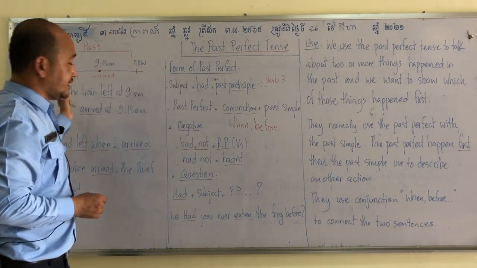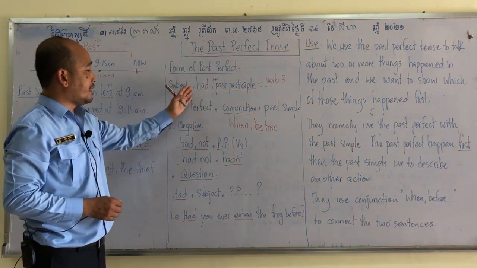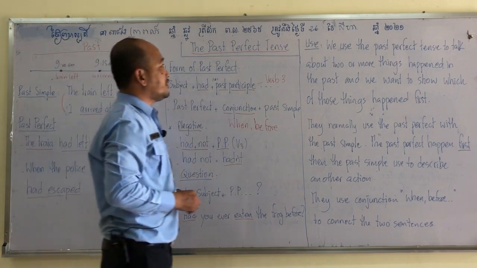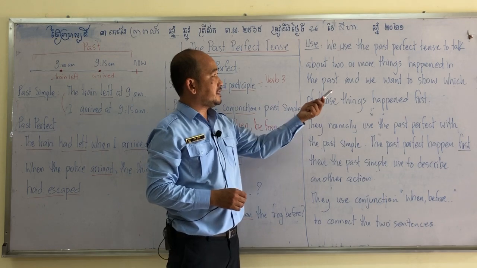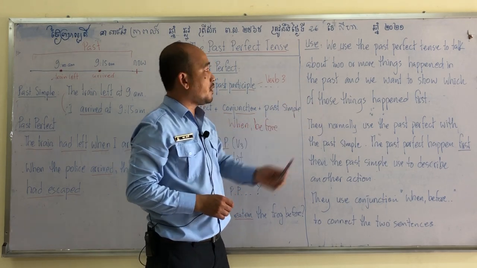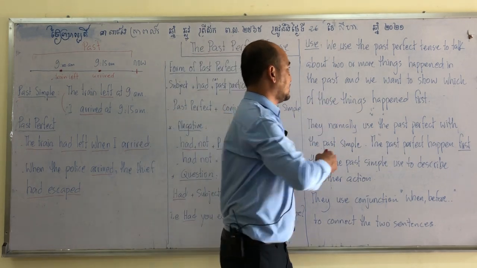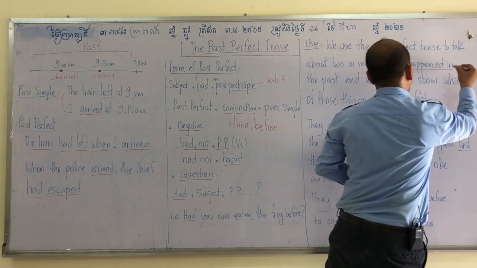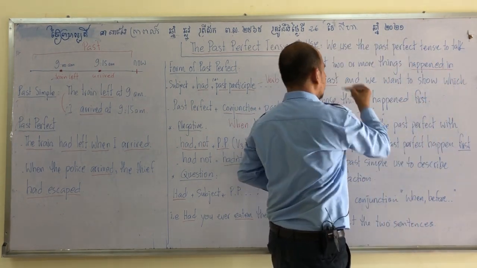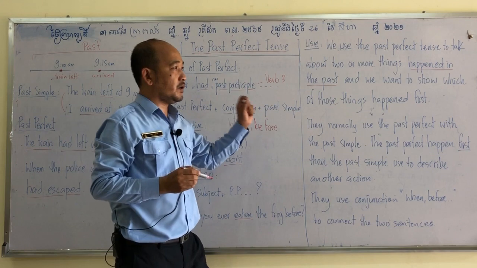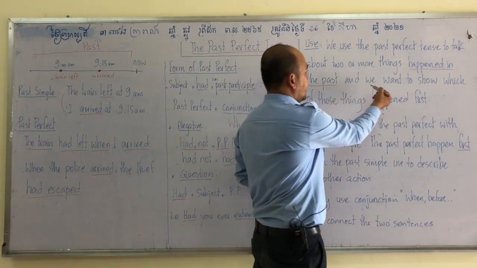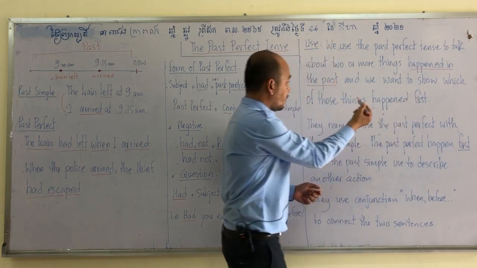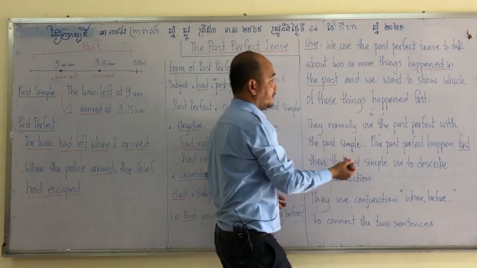And now you understand the situation, you know about the form, and when we use the past perfect tense. So we use the past perfect tense to talk about two or more things that happened in the past. That's why they call it past in the past. We want to show which of those things happened first.